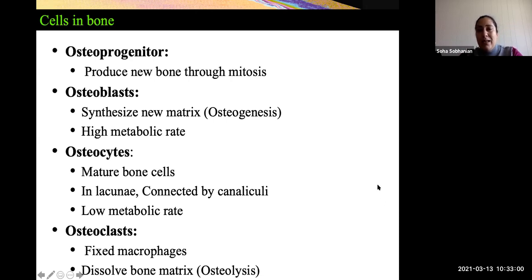So I want to make a note, and I'm typing this in your chat box. Osteoblasts, guys, are highly active in children or when blood calcium is high.